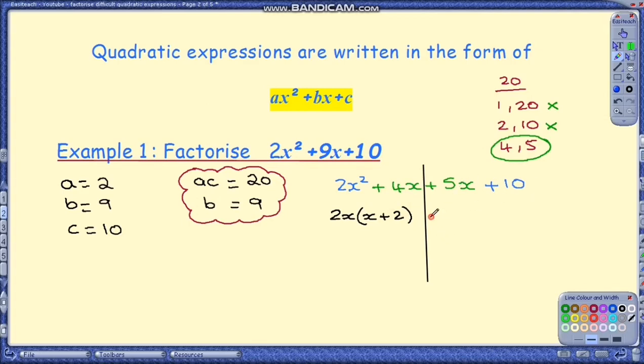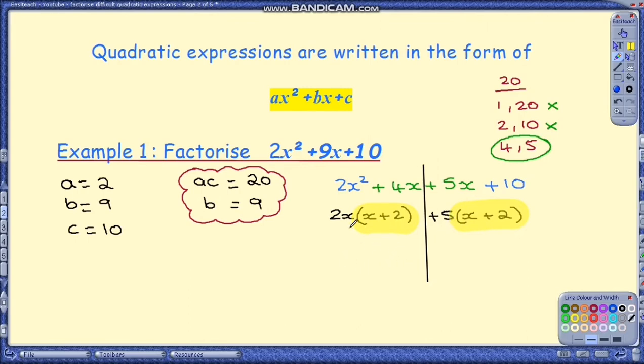And on this side, well, we've got the plus, 5 is common to both. There's no x in 10, therefore x is not common to both. So you're left with x plus 2. What do you notice about this line? Can you see the x plus 2 here and the x plus 2 there? Those 2 brackets need to be identical. If they're not the same on either side, then there is a mistake somewhere, okay?